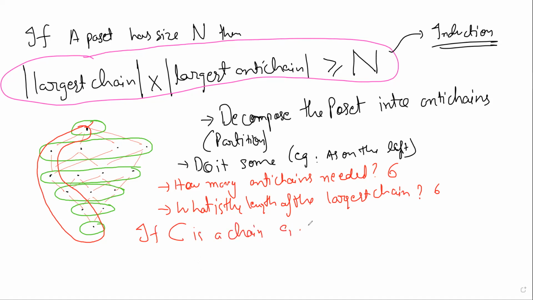If C is a chain, A1, A2, let's say AK, then each Ai needs a unique anti-chain. Two of these Ai will not accommodate themselves in the same anti-chain. That is by definition. Is it okay with everyone? This is a very simple thing, but so many things come out of it.